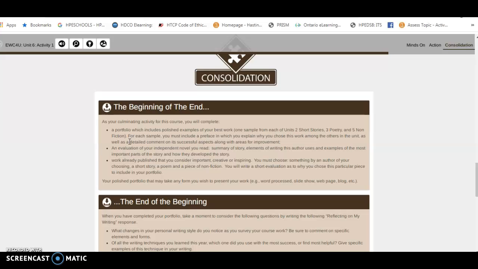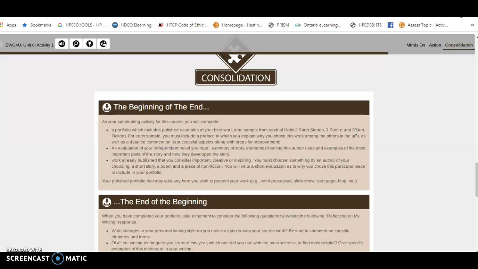So what goes in it? First of all, you're going to choose one sample from each of the units that we are going to go through. As you can see in this short explanation, we will not be doing Unit 4, which is drama and writing scripts. Unfortunately, because of the time constraints that we're under, we do not have time to go through each and every unit, so I focused it on short stories, poetry, and nonfiction.